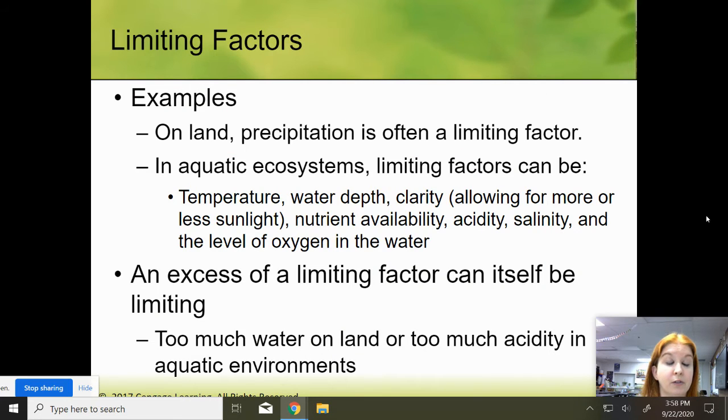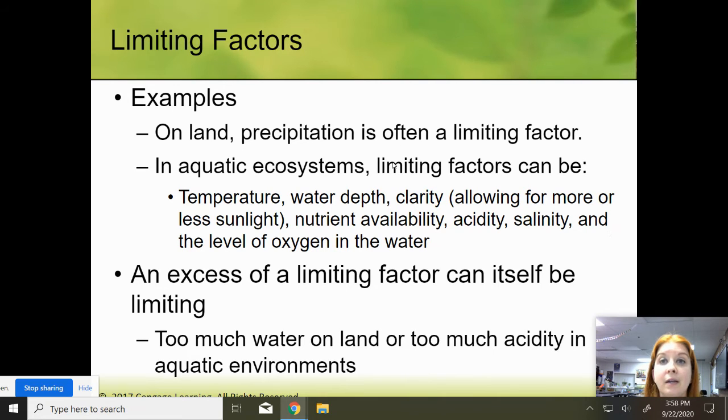Limiting factors limit the size of a population. On land, precipitation is often a limiting factor: how much rain an area gets, because that's going to control how many plants are in the area, which will control everything else in a food web.